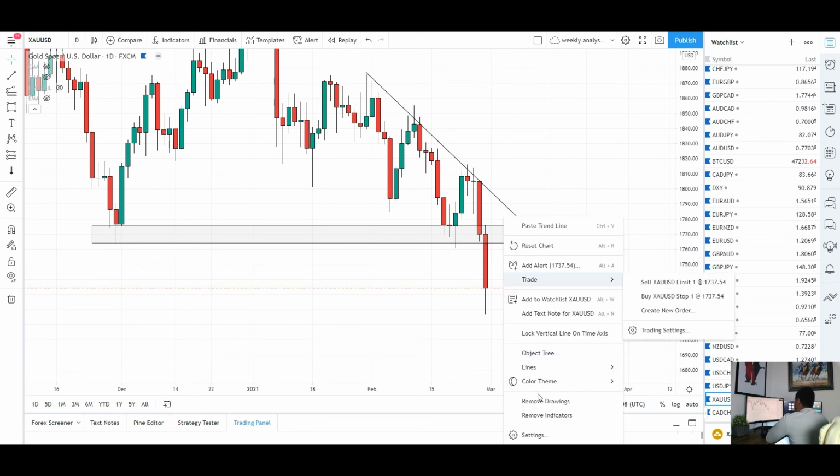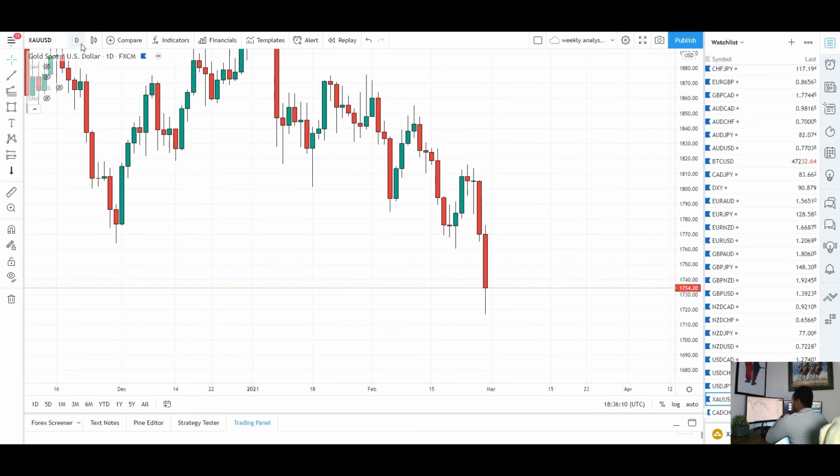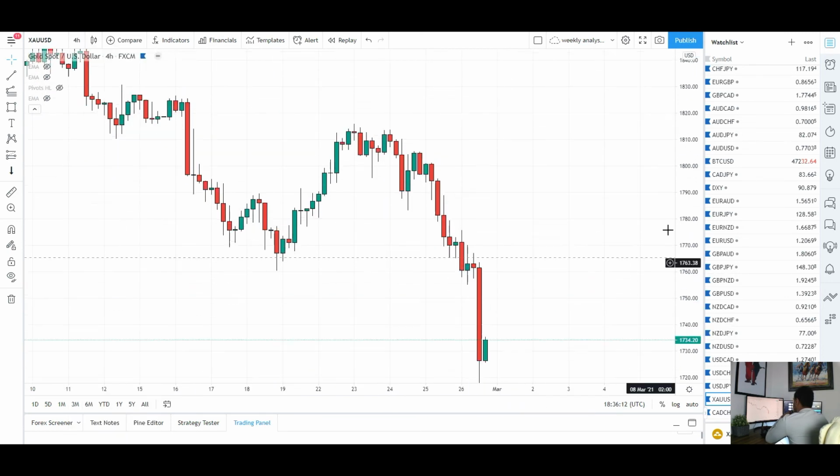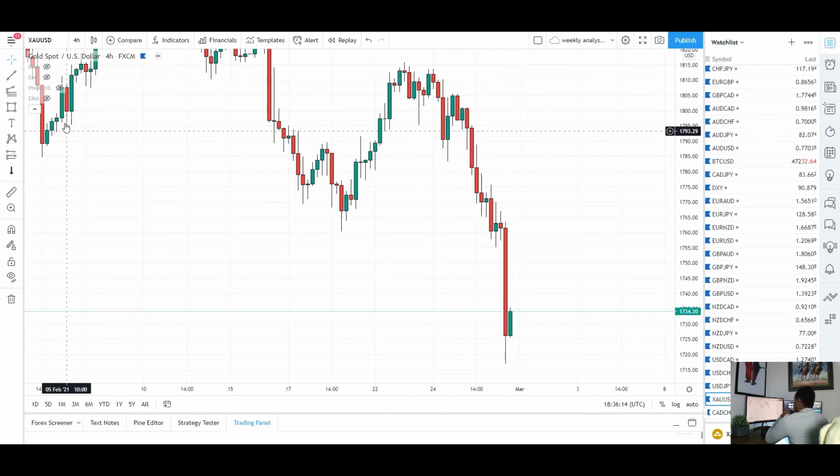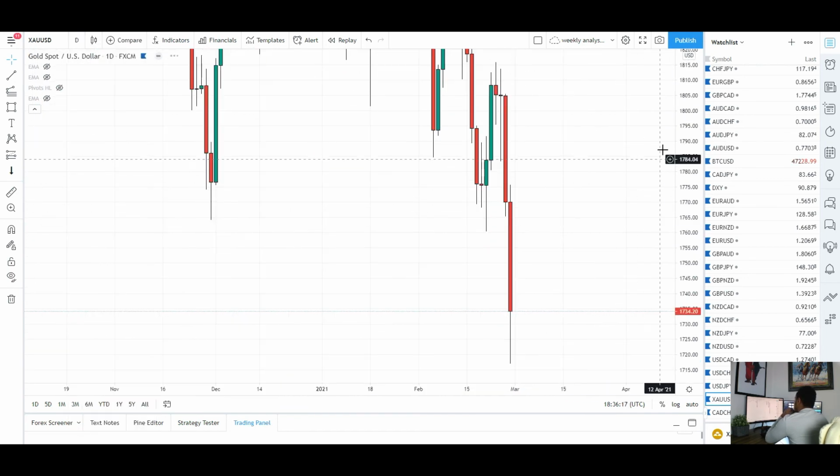So gold is looking very, very bearish right now. You can see on the 4 hourly, very strong moves to the downside here. So again, we are a little bit overextended, so do expect to see some retracement now to the upside.